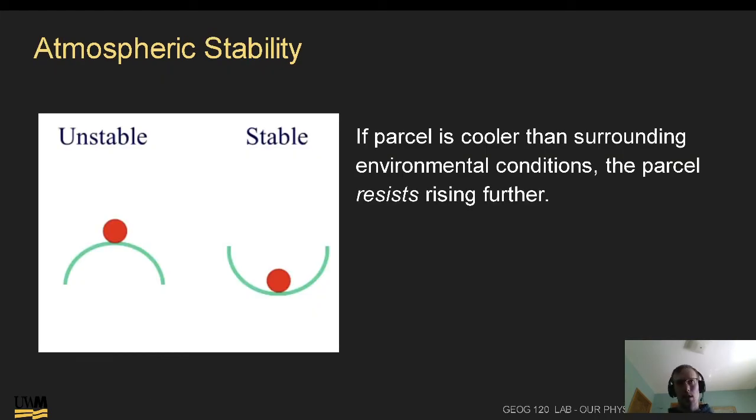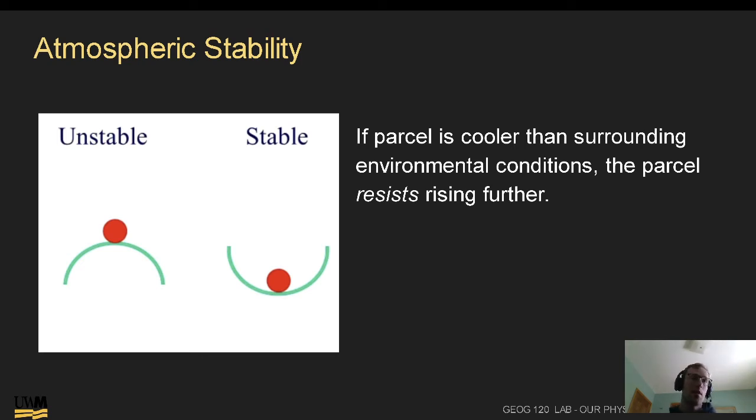So, stability. Now, the lab today is called atmospheric stability. Basically, stable means for an atmosphere, the parcel resists rising on its own. It just wants to sink, or it wants to stay where it is. It doesn't want to rise any further. What may cause a parcel to be unstable? Well, that could be if the parcel is warmer than the surrounding air. So warm things rise. Think of a hot air balloon. The hot air balloon is filled with really hot air and it wants to rise. That's what causes the hot air balloon to lift off the ground.